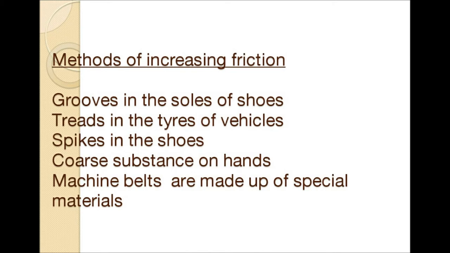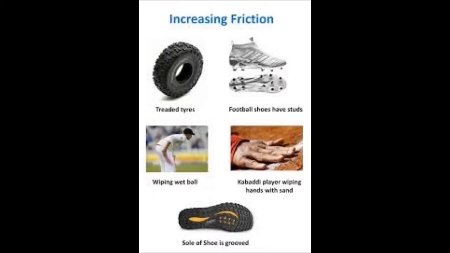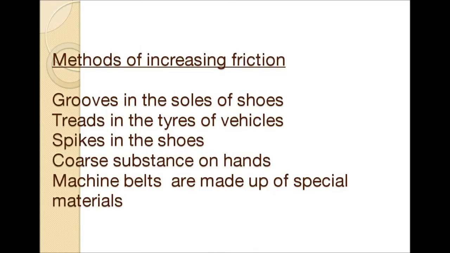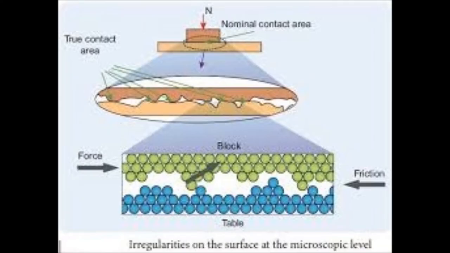In some cases, friction is useful to us. In such cases, we even want to increase friction to make it more useful to us. Friction can be increased by making the surface of an object rough. The surfaces of objects can be made rough in many ways depending on the situation where these objects are to be used.